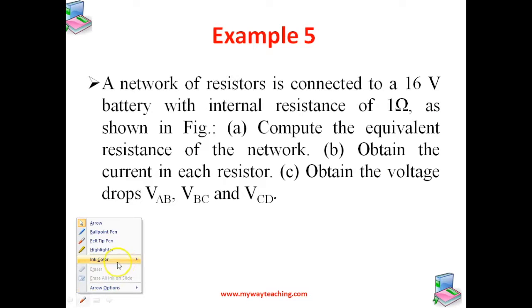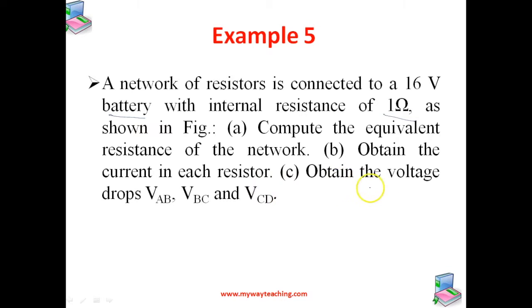In this part, let us solve a simple example. Example 5. A network of resistors is connected to a 16-volt battery with internal resistance of 1 ohm as shown in the figure. So what we have to do? Compute the equivalent resistance of the network, obtain the current in each resistor, obtain the voltage drops VAB, VBC and VCD.